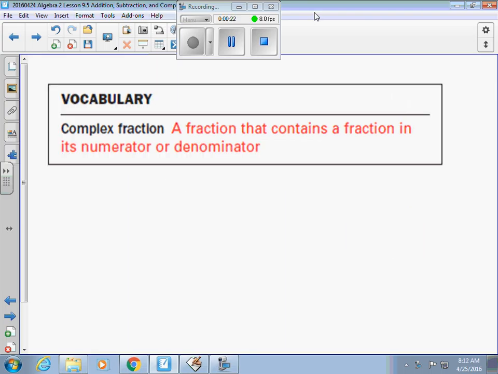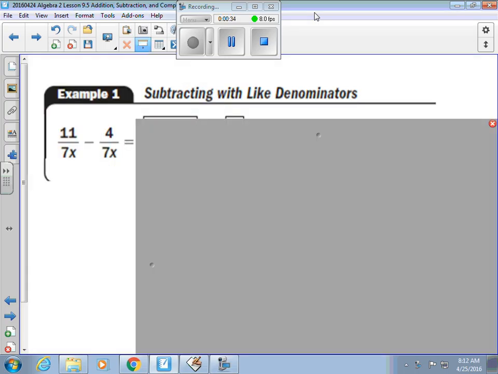That's basically what a complex fraction is. It's a fraction that contains a fraction in its numerator or its denominator. So it's just a fraction inside of a fraction. That's all it is with a complex fraction. Some have variables, some don't.